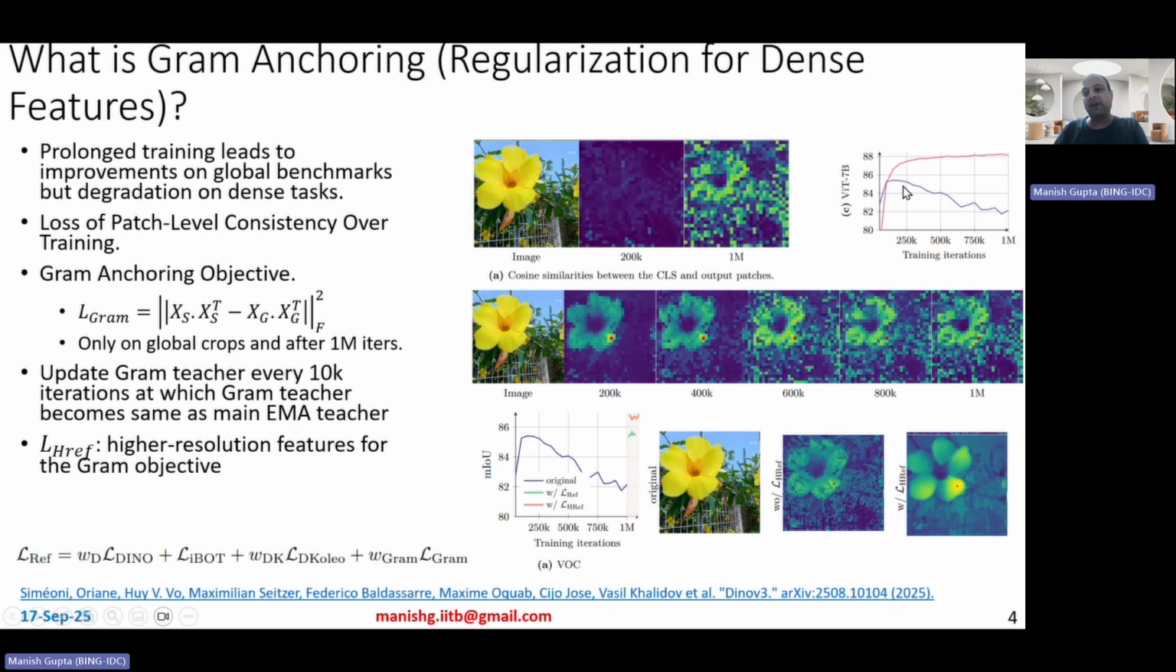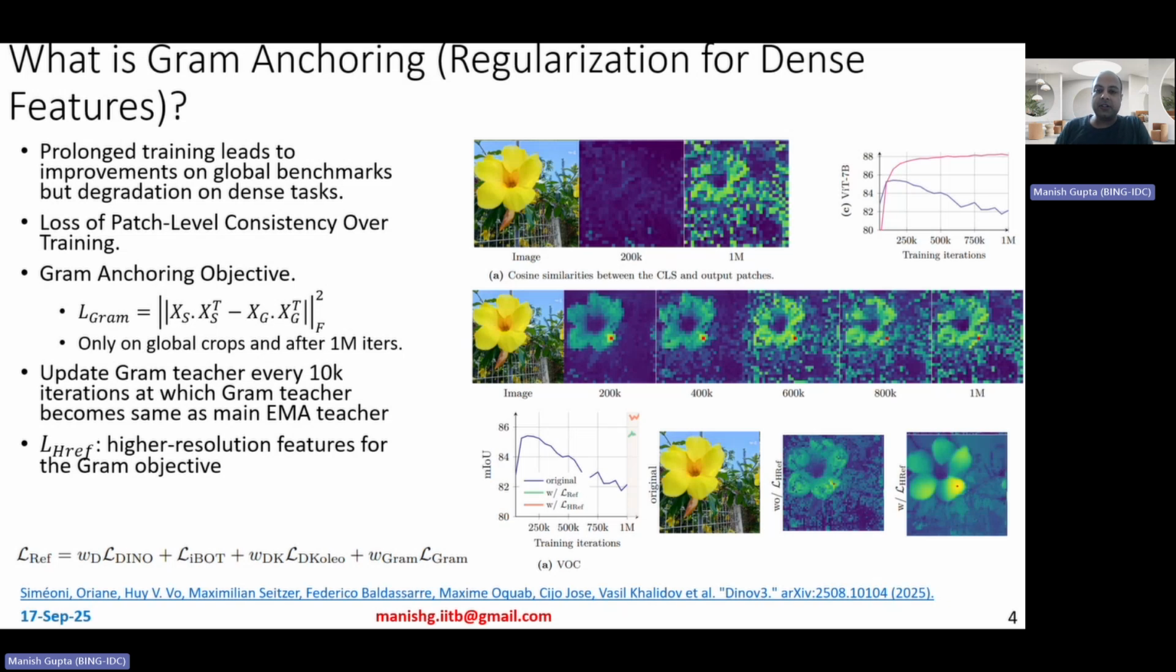However, the accuracy for dense patch-based tasks, like segmentation or object detection, keeps decreasing. The idea is that if you train more and more on supervised data, that leads to improvements on global benchmarks, meaning classification, retrieval, and so on, but degradation on dense tasks. Tasks that use global features, like image classification and image retrieval, are going to improve. But anything that uses local patches, there you see degradation.